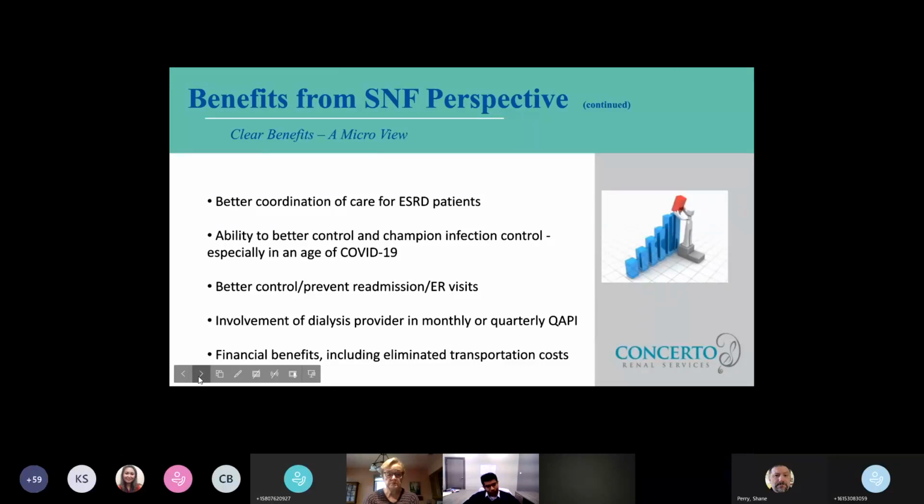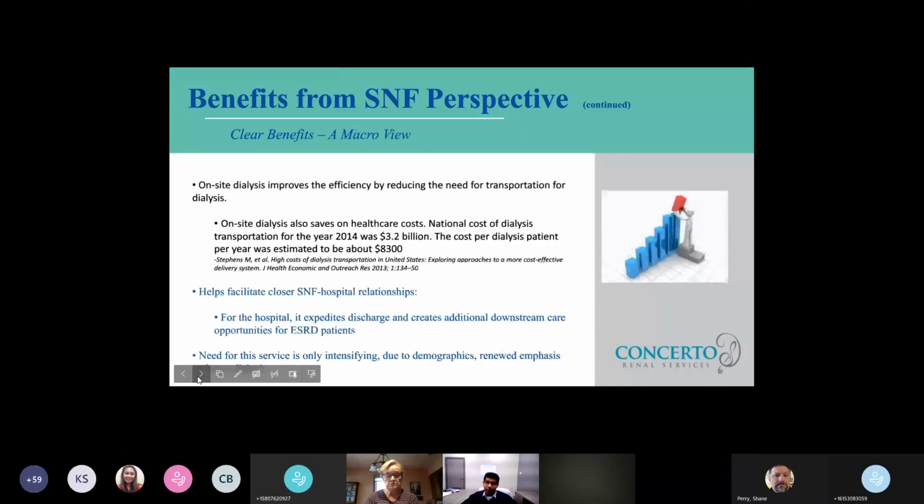And the last thing I want to talk about is the financial benefits. And you already might have figured out, having a dialysis unit in the SNF eliminates the transportation costs. Right now, most of the nursing homes have to send this dialysis patient 3 days a week to an outside dialysis facility, through a Medicard, through an ambulance. And there are some states which do require that SNFs send a full-time staff along with the patient through dialysis. So this cost can be totally avoided when you have a dialysis unit on site.